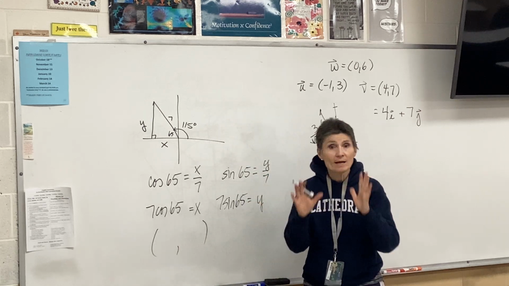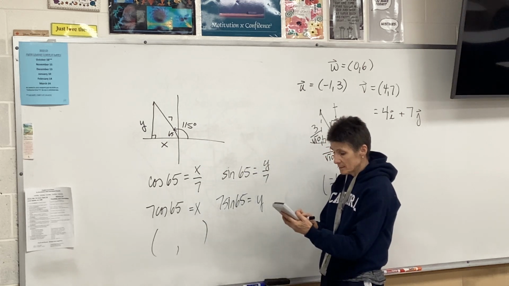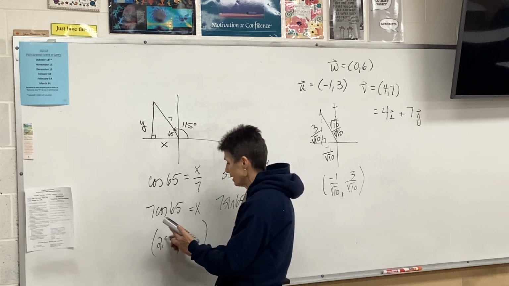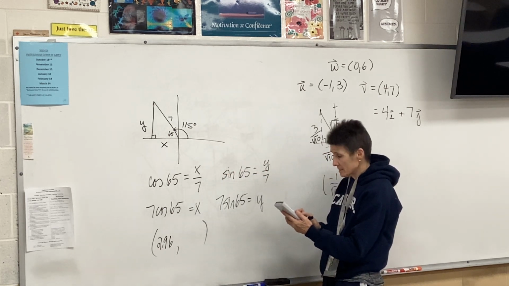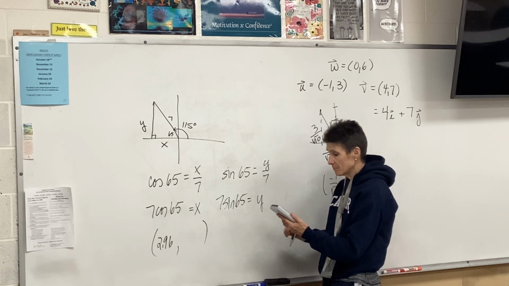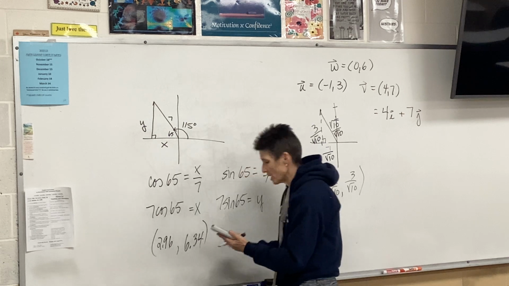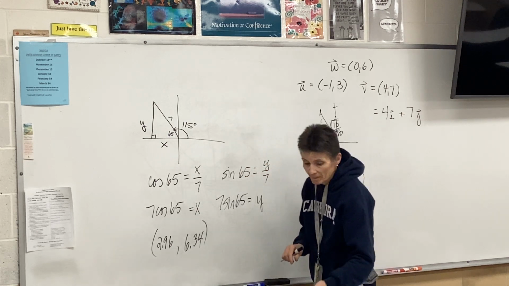That's all you're looking for, x and y, by simply typing in 7 cosine 65, and I get 2.96, and 7 sine 65, I get 6.34. I need to make a quick check. I hope I'm in degrees here. Yeah, I am. Okay. All right.